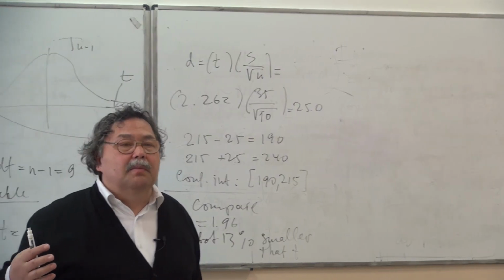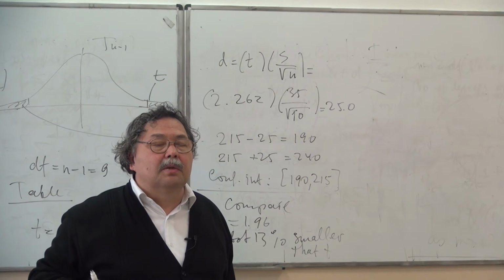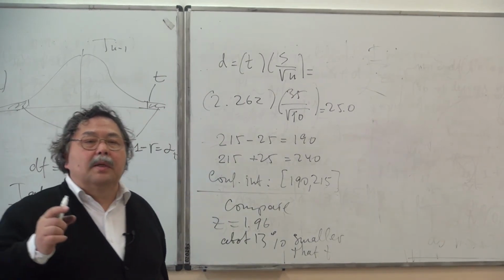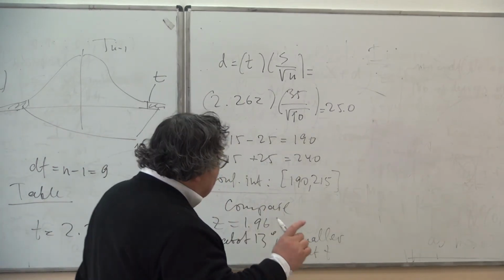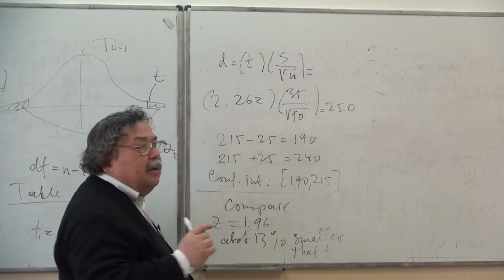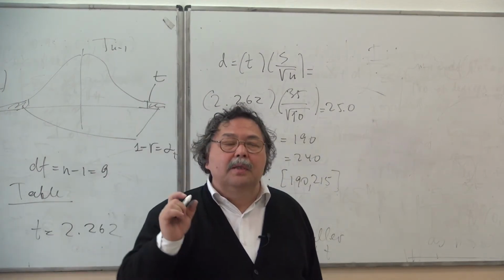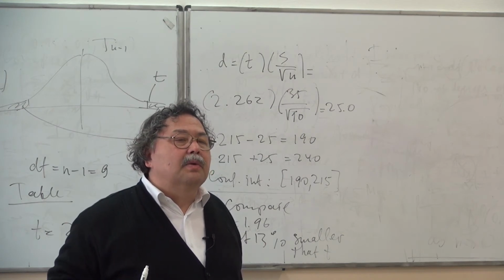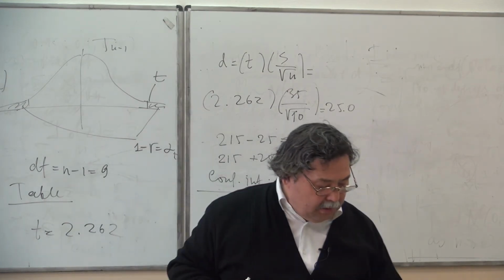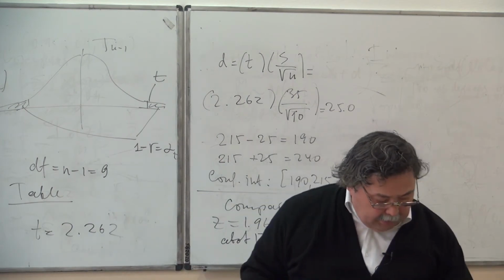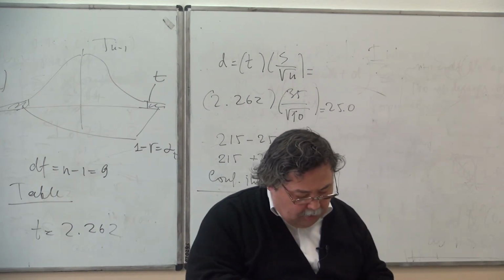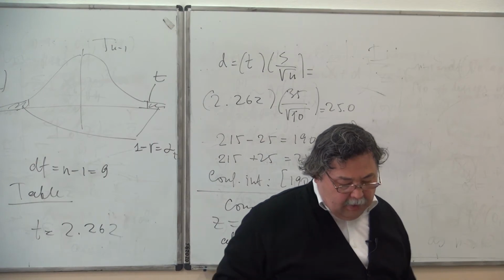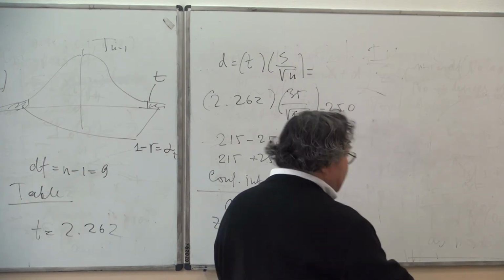So this value is about 13% smaller than t, which means that by using the inappropriate approximation here, the normal distribution, which is not appropriate here, you'll arrive at a confidence interval that is 13% more narrow than it should be. Okay, this is the price of using the wrong approximation. All right, now let's talk about estimating population proportion.